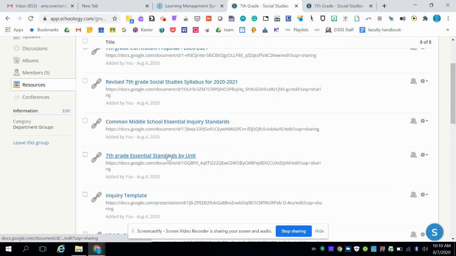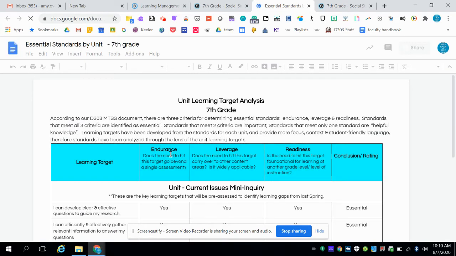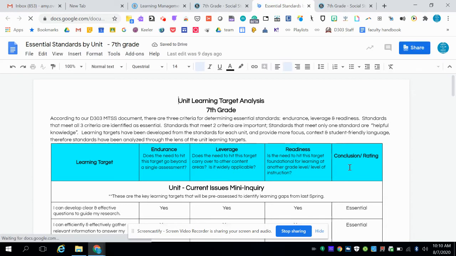Then we went through by unit, and we took the learning targets that were posted on the curriculum website for social studies and categorized them according to the 3 possible categories that our district uses. So here are the criteria for each learning target. There's the endurance, the leverage, and the readiness. And our district has 3 ratings.